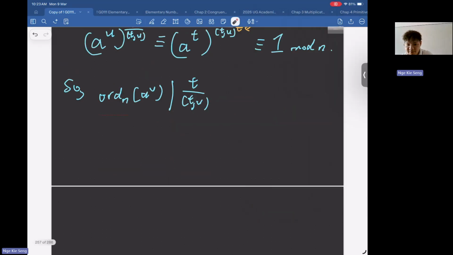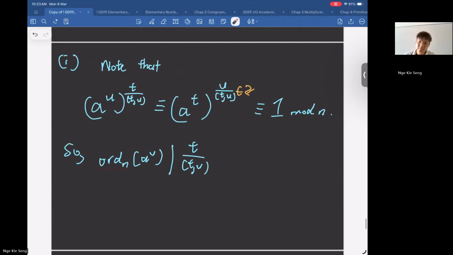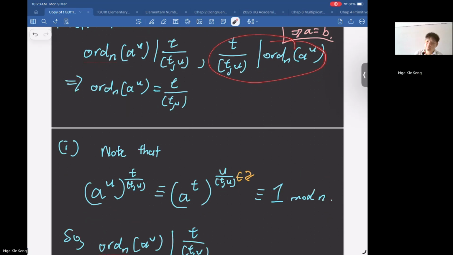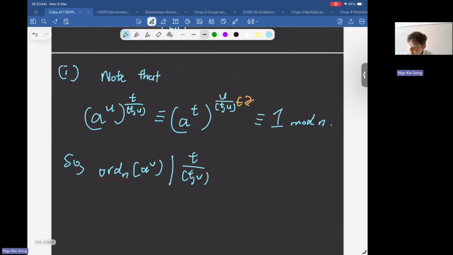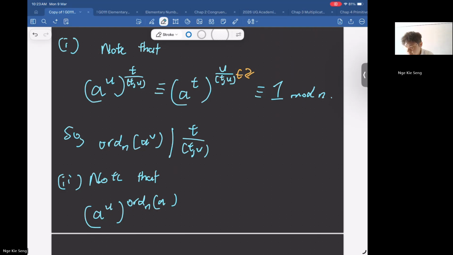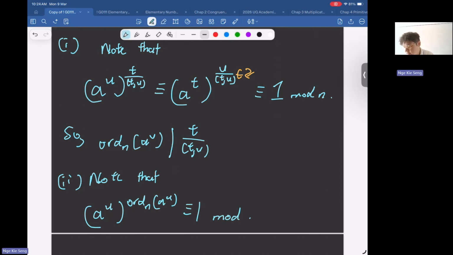How about the other side? The other divisibility here. So we are left with this one. Second, also, A^U to the order of A^U is 1 mod n. This one is by definition, right? By definition of the order, everything to its order is congruent to 1 mod n.